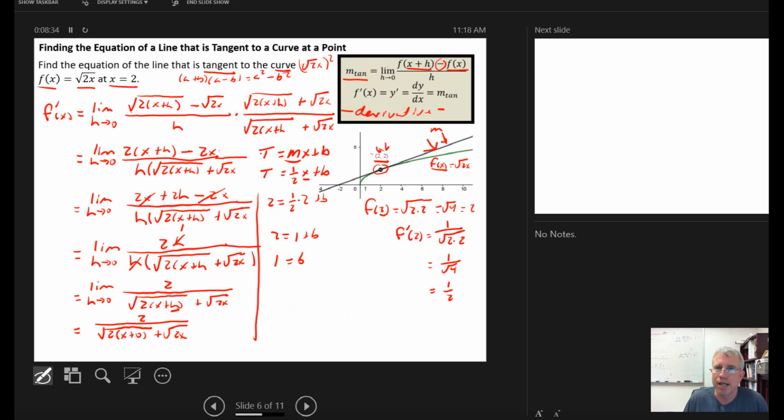So the final updated equation is going to be my tangent line is equal to 1/2, the slope, times x plus the y-intercept of 1. So there's the equation of the tangent line. And I felt okay to erase this because you can always rewind the video to take notes. So it's not like it's permanently gone.